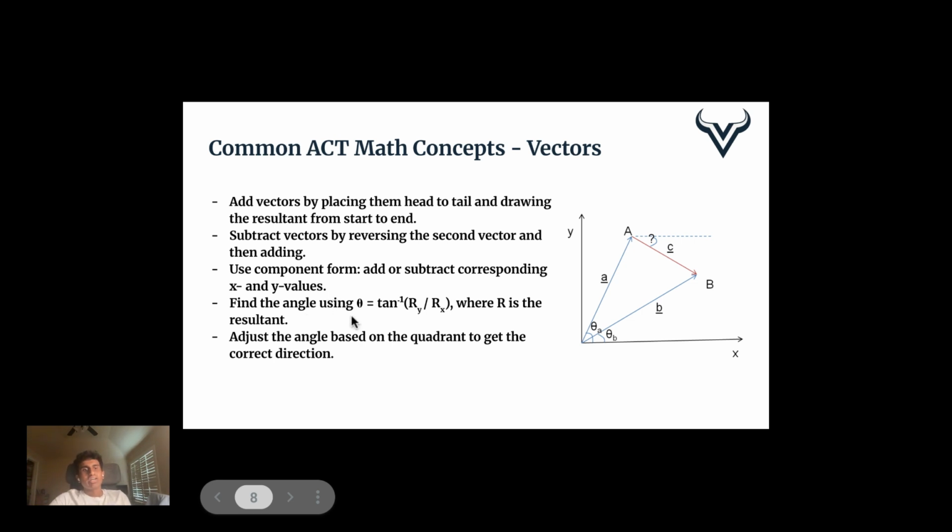And then this is probably the hardest question, which is finding the angle of a vector. You can use tan inverse to find this angle. So theta is equal to tan inverse of ry over rx, sorry, the vertical component over the horizontal component, where r is the resultant. Then adjust the angle based on the quadrant to get the correct direction, because tan inverse will only work in one quadrant. So you have to adjust it depending on the context of the question.